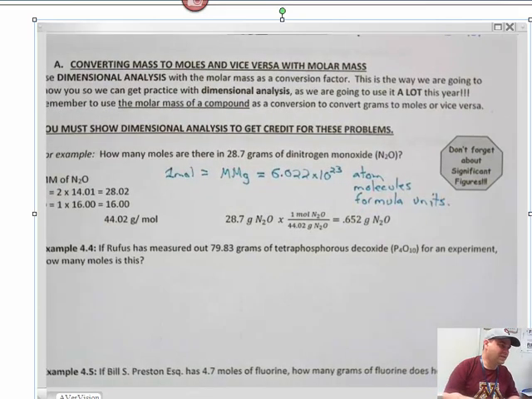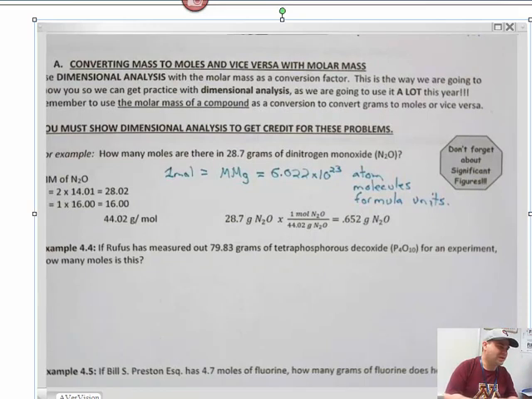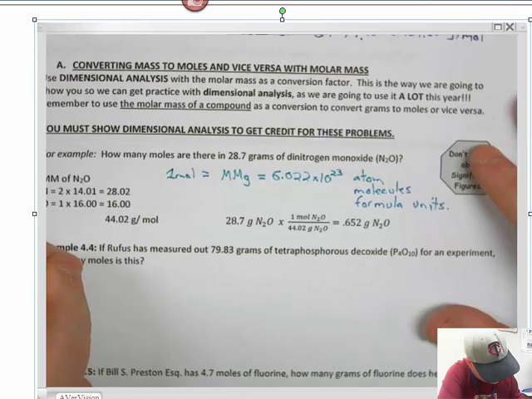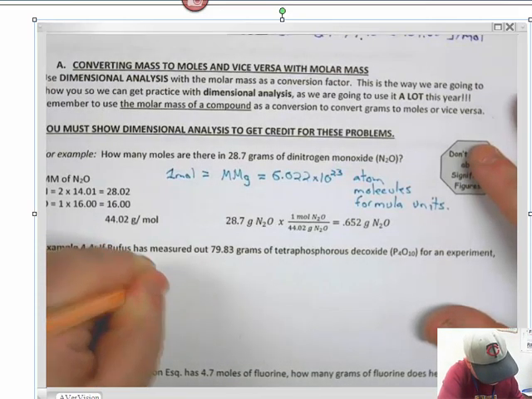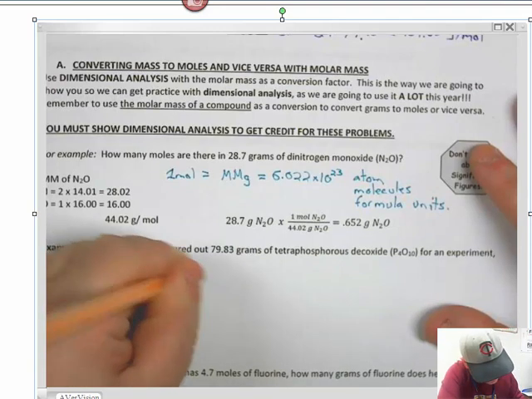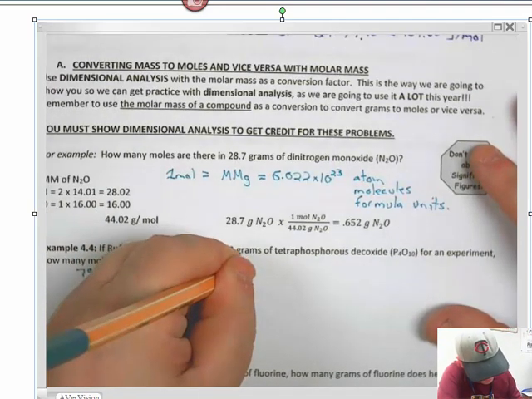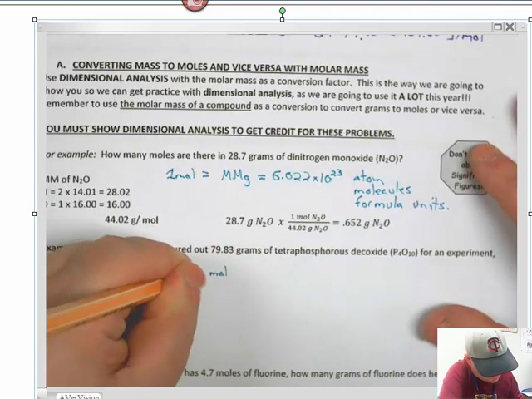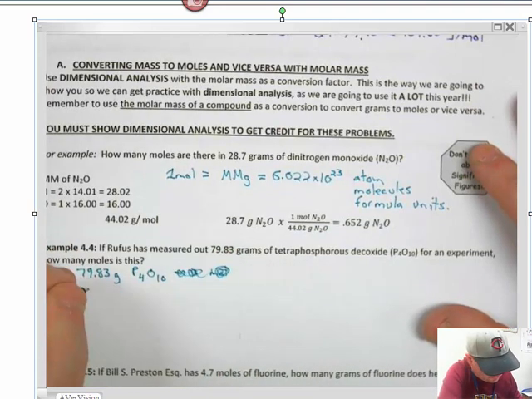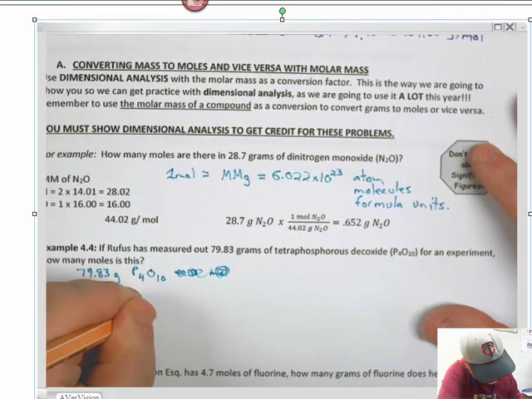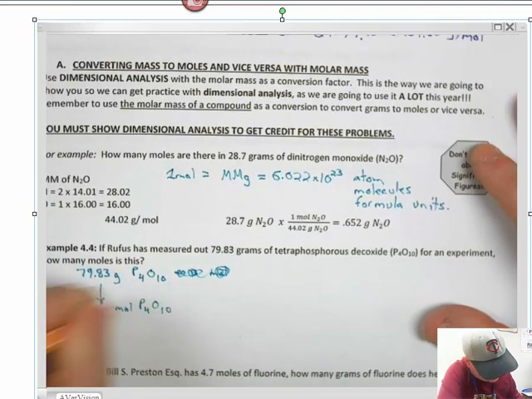If Rufus has measured out 79.83 grams of tetraphosphorus decaoxide for an experiment, how many moles is this? So we are going from 79.83 grams of P4O10. We are going to convert that over to moles of P4O10.